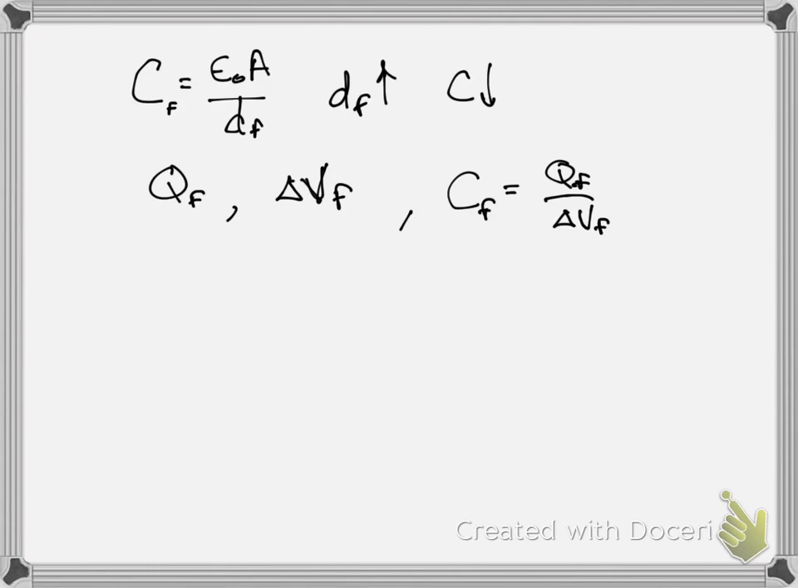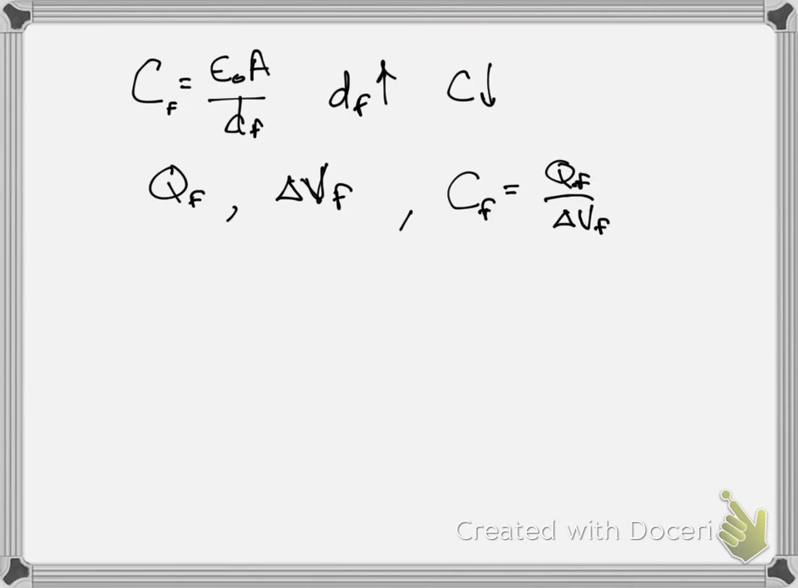But again, if CF goes down, does QF go down or does delta VF go down? Or does QF go down more than delta VF goes down? Does delta VF go up and QF go down? Right, that's what I really meant to say. Does delta VF go up or does QF go down in order to make CF go down? Or some other combination that makes CF still go down? Well, we have to ask what remains the same in this case.